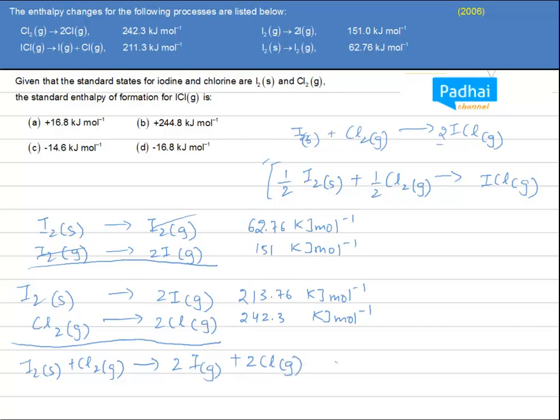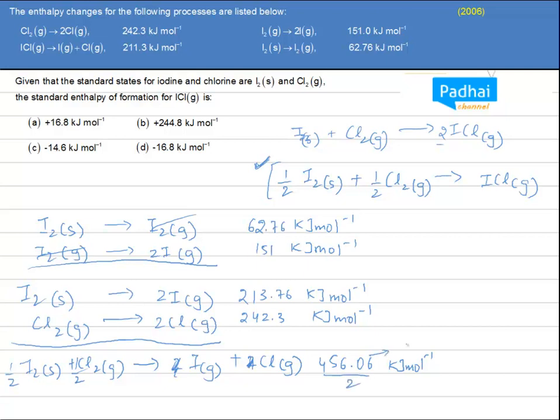The total enthalpy will be what? 213.76 plus 242.3, which will be 456.06 kilojoule per mole, right? Now one more equation I have, which is ICl giving I gas plus Cl gas. But I require half I2 plus half Cl2. This is the basic equation that I require. So what I'll do is divide the equation by 2, so enthalpy will also be divided.